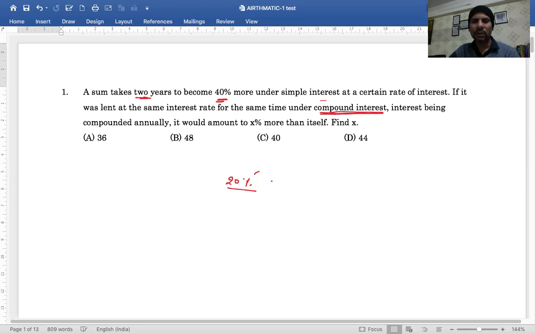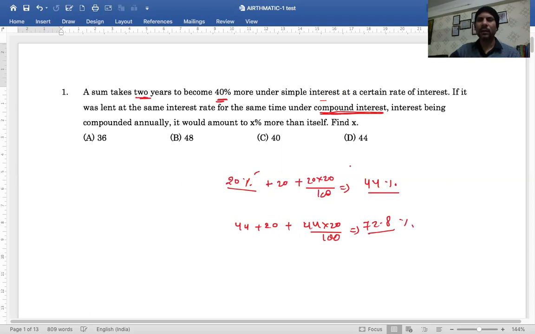So compound interest for 2 years. The first year 20%, then 20%. This is called the successive change. By using this formula, you can calculate the total interest in compound interest for 2 years. If you need to calculate for 3 years, you can further do this, but generally this is not suggested because this becomes more difficult and more calculative. It will become 72.8. This is for 3 years.